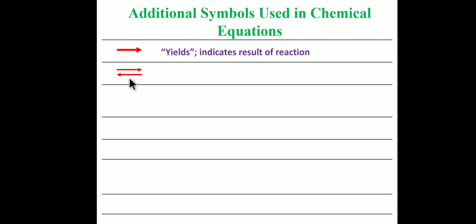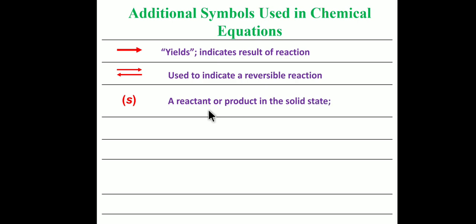The double-headed arrow mark indicates the reversible reaction. That means reactants are converting into products, and at the same time products are also converting into the reactants. The next one is solid, S. Where we use this: if a reactant or product is in a solid state, then we can represent it with S, solid state.